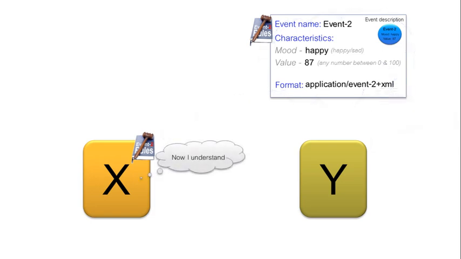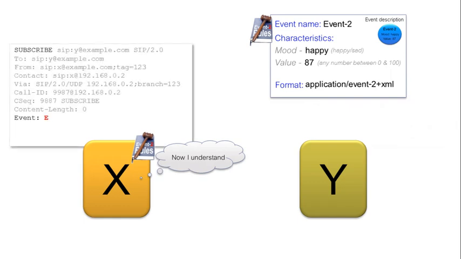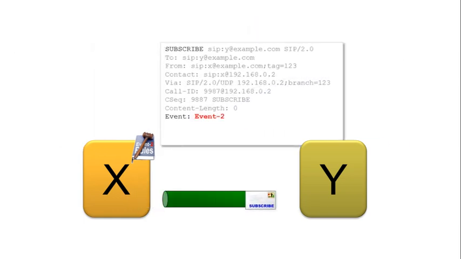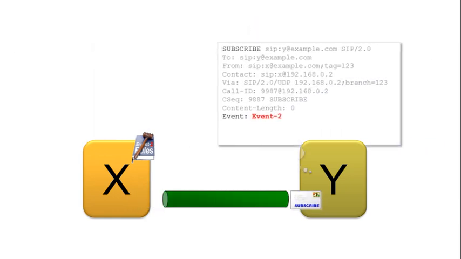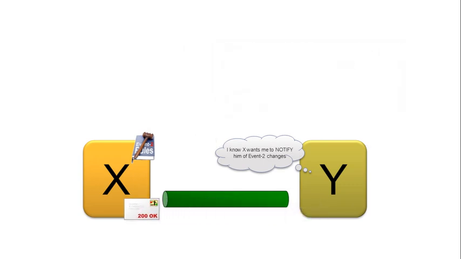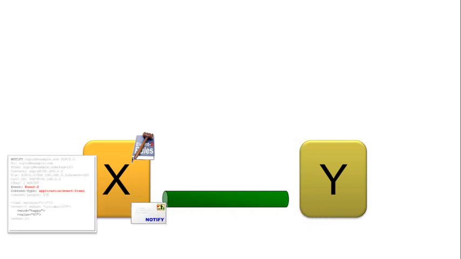"Now I understand," says X, and tries again, adding a new header to his subscribe request, the Event header, including simply the name of the desired event as described in the package. This time, receiving the request and finding it acceptable, Y returns a 200 OK to confirm successful subscription and an immediate notify request to notify X of event 2's current state.